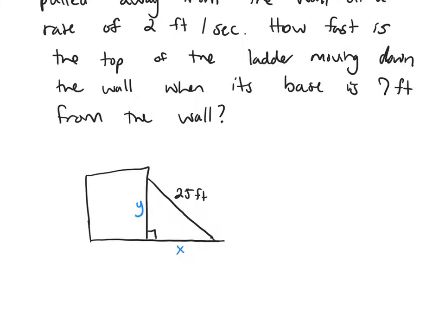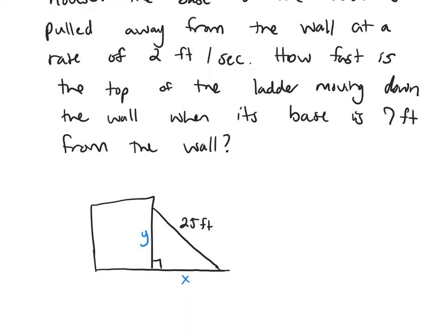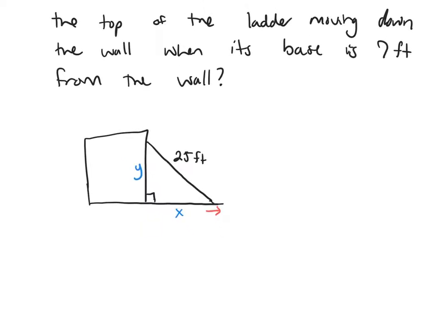And what I'm told, if I look back in the problem, is that the ladder is being pulled away from the wall. So the ladder is moving this direction. And it tells me at a rate of 2 feet per second. So what I'm given is dx/dt. Now x is increasing as I pull it away from the wall. So dx/dt will be a positive 2 feet per second.